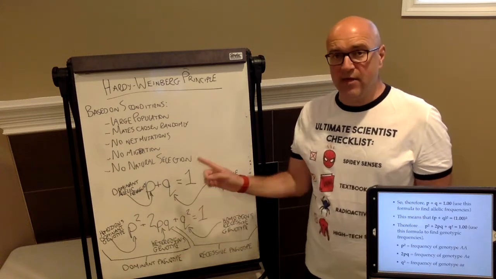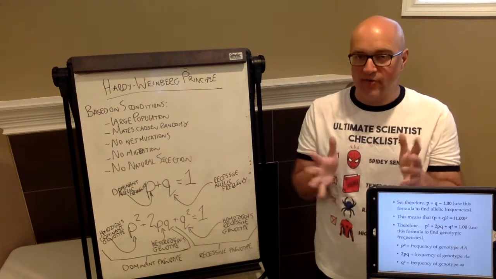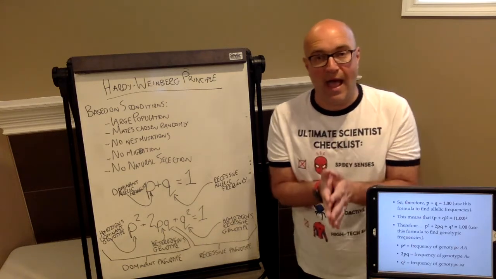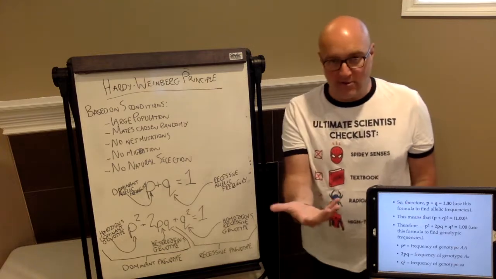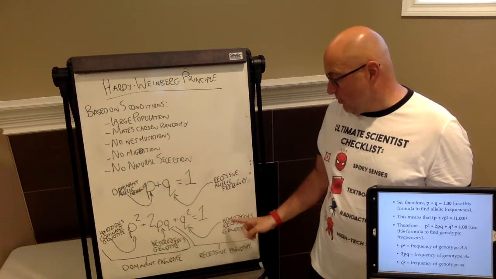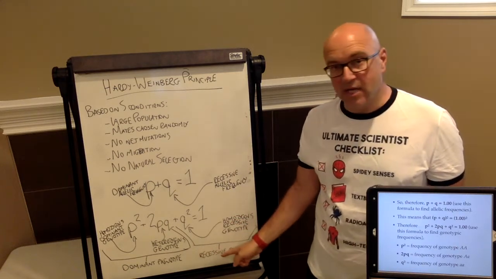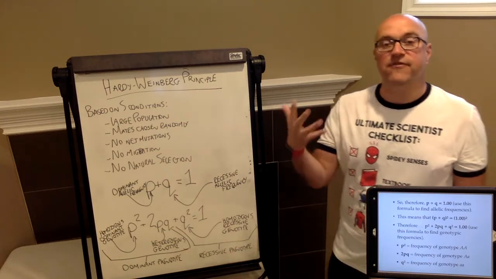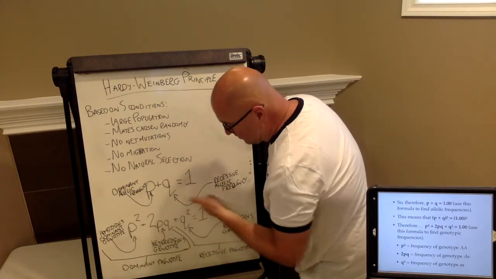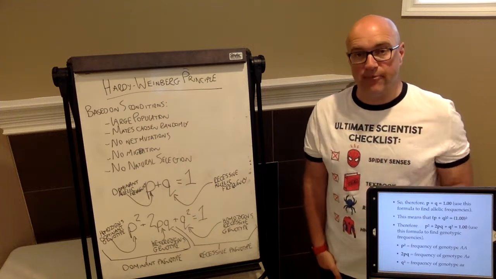The good news is Q squared is my homozygous recessive organisms. Well, I know that only homozygous recessive organisms are going to have the recessive phenotype. So the nice thing is Q squared, which equals your homozygous recessive genotype frequency, also gives us our recessive phenotype frequency as well. So this equation at the bottom can be used to calculate both genotype as well as phenotype frequencies.